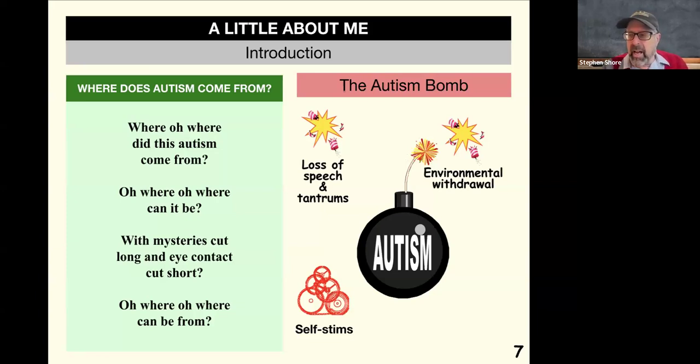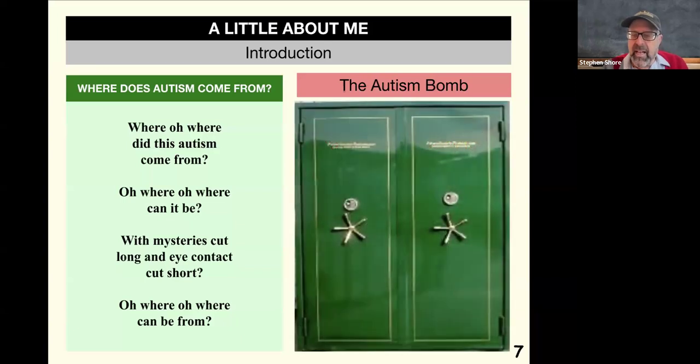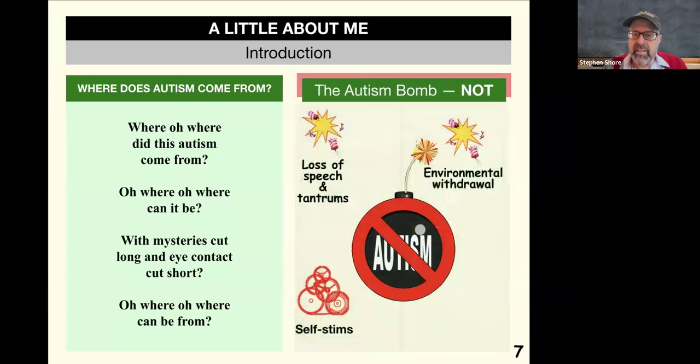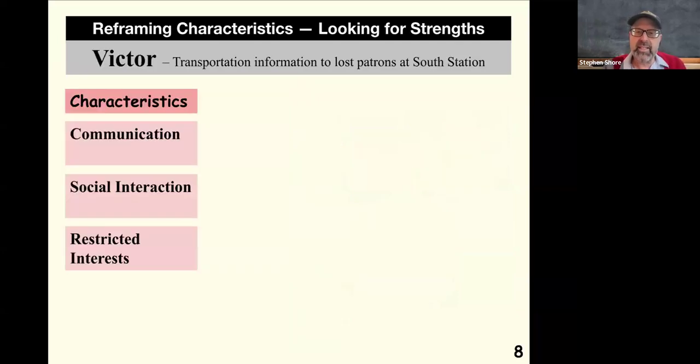So I believe that we have the technology, we have the know-how, we have the ability that we can turn away from the closed doors of deficit disorder and disability to the open doors of ability. And rather than autism being a bomb, autism becomes, you might say, da bomb. And autism becomes da bomb when you focus on the abilities, the strengths.